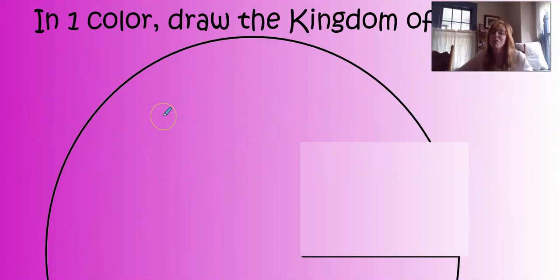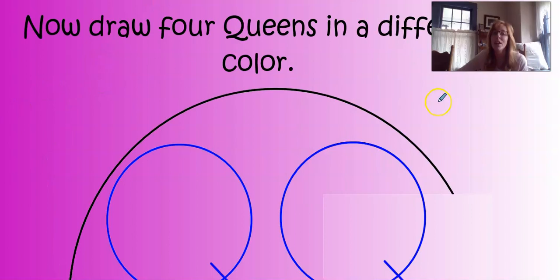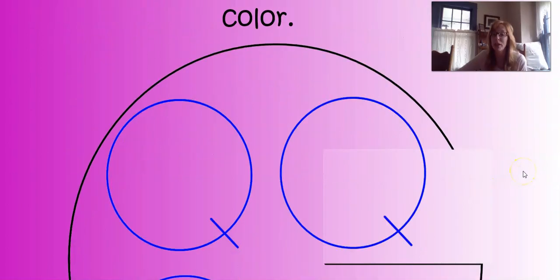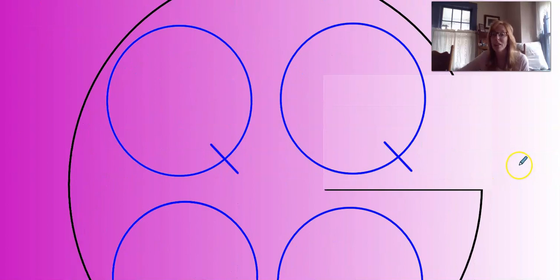All right, so if you have a piece of paper, if you want to draw the kingdom of Gallon, that is wonderful. Okay, so in one color, draw the kingdom of Gallon, and you can see that the kingdom of Gallon is one giant G, and the G stands for gallon. Now you're going to draw the 4 different queens. Okay, so the kingdom of Gallon has 4 queens, so you want to draw 4 Q's inside your G, inside your gallon.